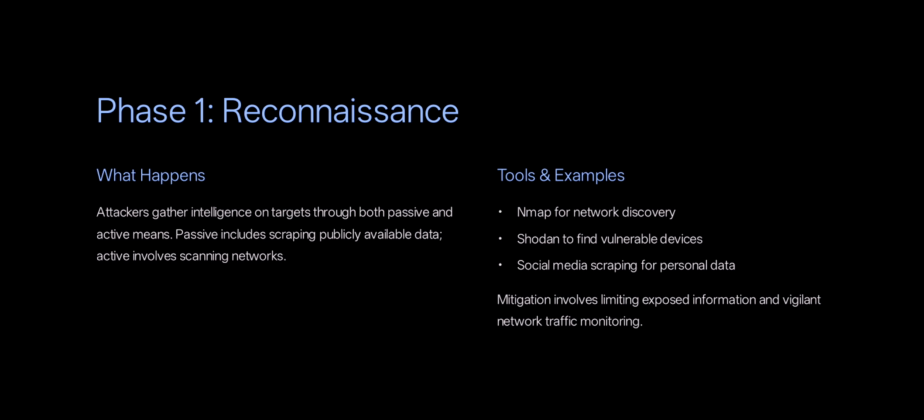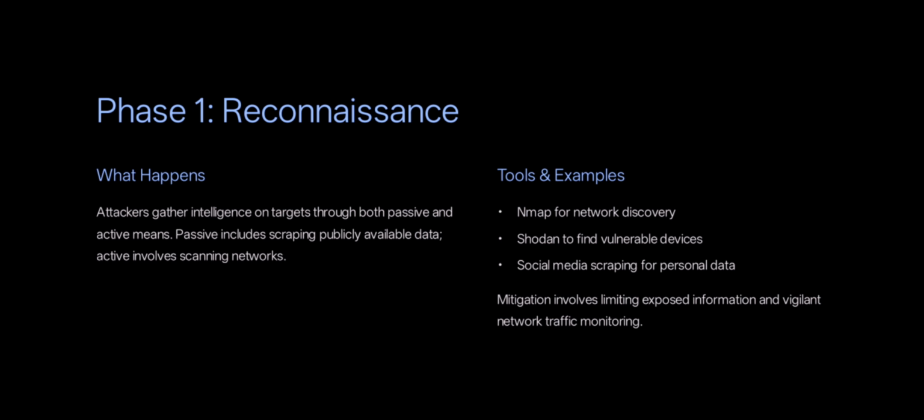1. Objectives of reconnaissance. The primary goal of reconnaissance is to collect as much information as possible about the target to identify potential entry points and vulnerabilities. This information enables attackers to tailor their attack vectors effectively. 2. Types of reconnaissance. Reconnaissance can be categorized into two main types. A. Passive reconnaissance. Involves gathering information without directly interacting with the target systems, thereby reducing the risk of detection.